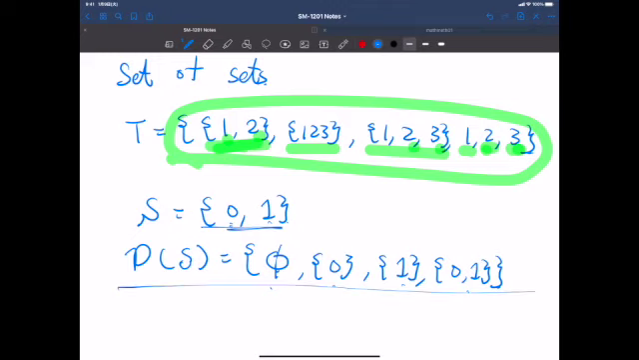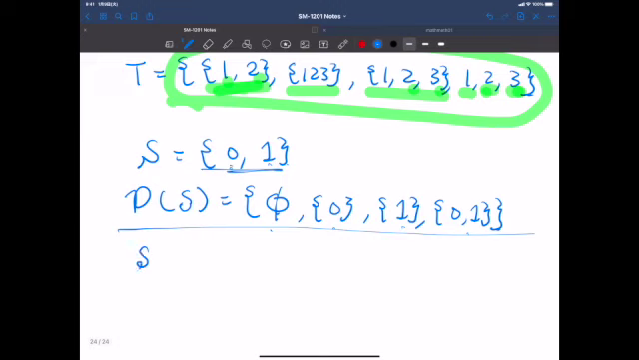Here's an exercise for you: if S is instead {0, 1, 2}, what is the power set of this? Try to find this.